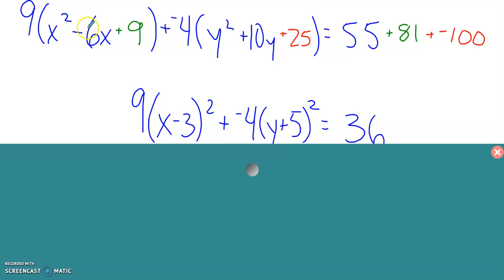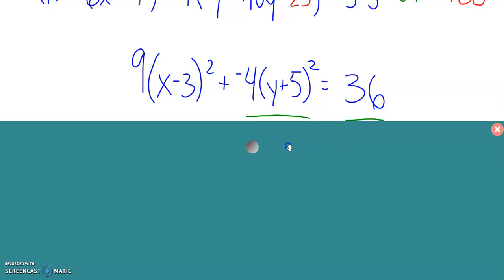this is factorable into x minus 3 squared. This is factorable into y plus 5 squared. That's the whole reason I added those numbers, is to make that happen. Then I have to add all these numbers together on the right side. 55 plus 81 plus negative 100 is 36.